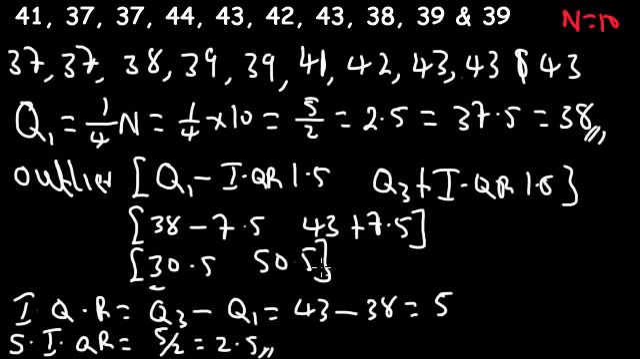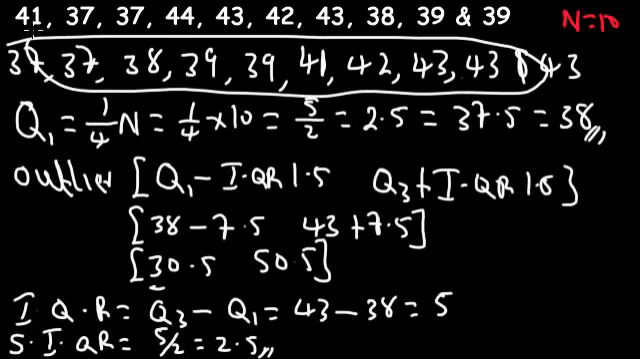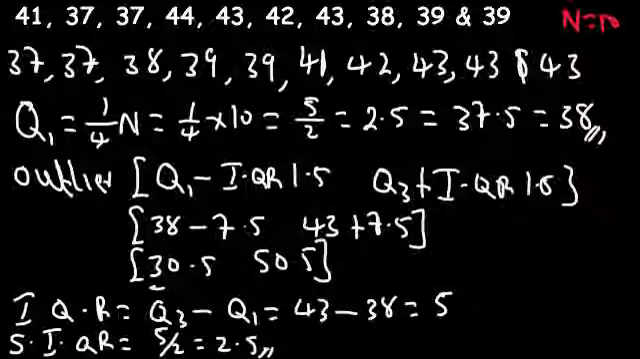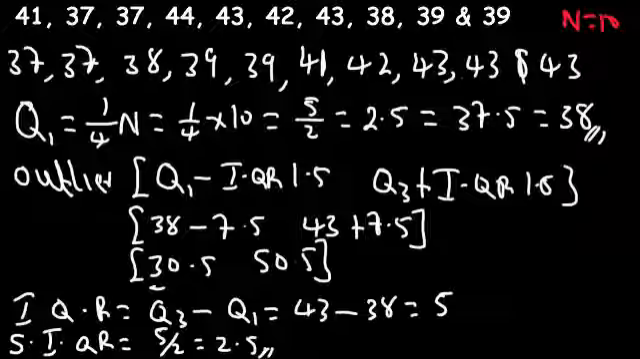So the question is, is there any data among this distribution that is outside this range? Well, the answer is absolutely not. There's no data that is outside this range. It means there is no outlier within this distribution. So that's how to easily figure out if there's an outlier among a distribution or not. I hope you find this helpful and understandable.